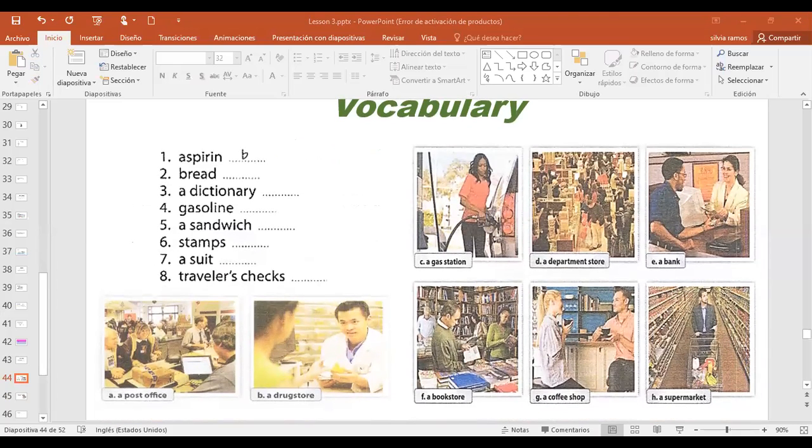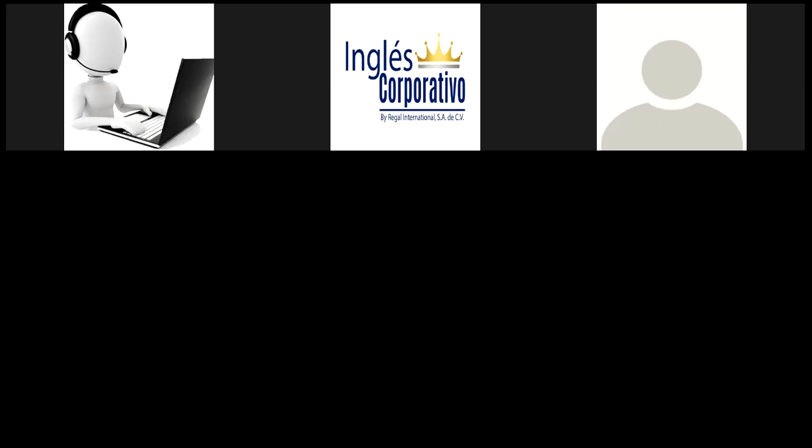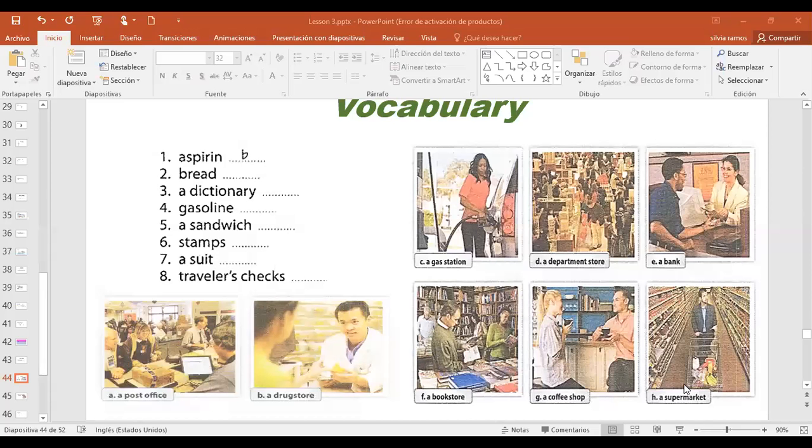Give me a second. Can you see my pictures here? No. Okay, give me a second. There we are. What about now? Good? Yes. So number one is aspirin. That will be letter B, a drugstore, right? Examples of drugstores in El Salvador are Farmacia Camila and Nicolás.